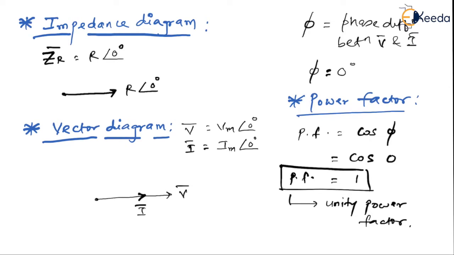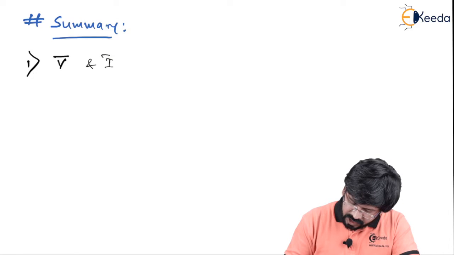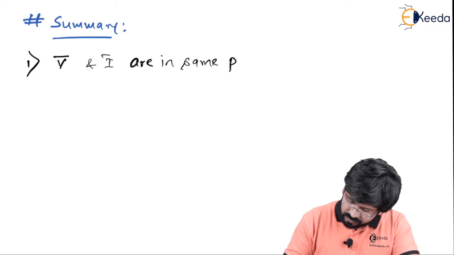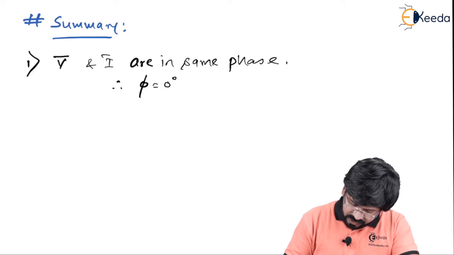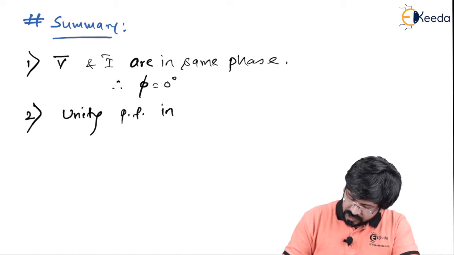Right? So what we have studied in R, let us summarize it. So the summary is: V vector and I vector are in the same phase, meaning that the phase difference is equal to 0 degree. Therefore, we always have unity power factor in a resistive circuit.